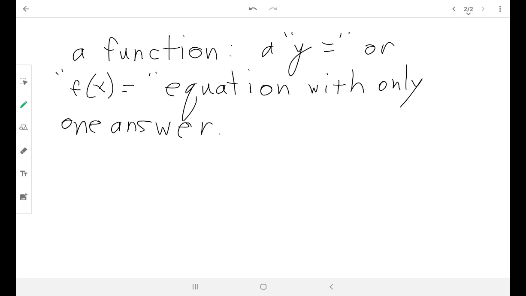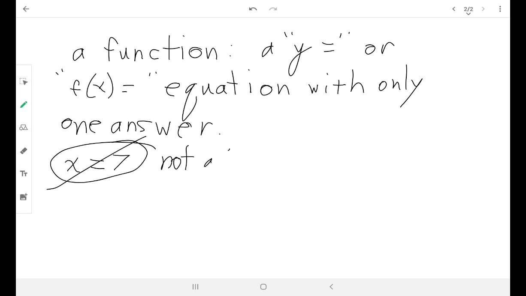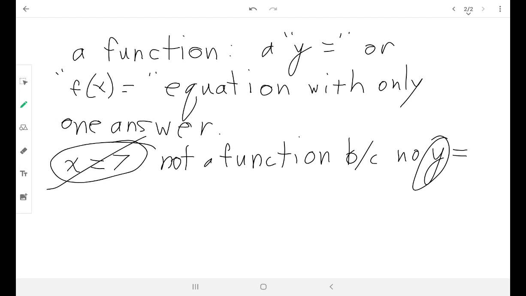For example, if I give you like an x equals 7 equation, that is not a function because there is no y equals. There really is no y in this equation at all. So it's not a function at all.